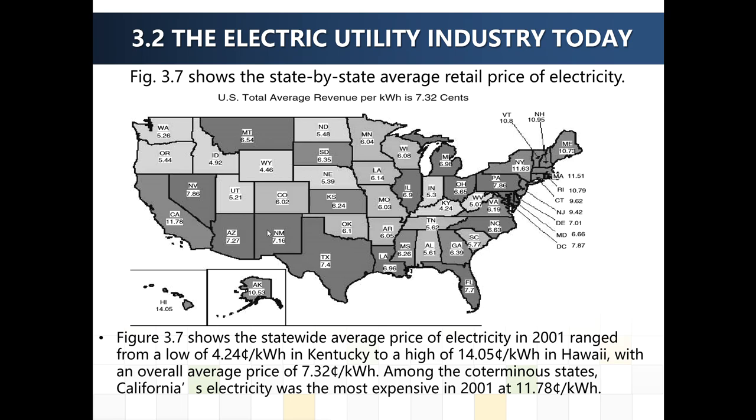Figure 3.7 shows the state-by-state average retail price of electricity. The average price of electricity in 2001 ranged from a low of 4.24 cents per kilowatt hour in Kentucky to a high of 14.05 cents per kilowatt hour in Hawaii. The average price across the nation is 7.32 cents per kilowatt hour.